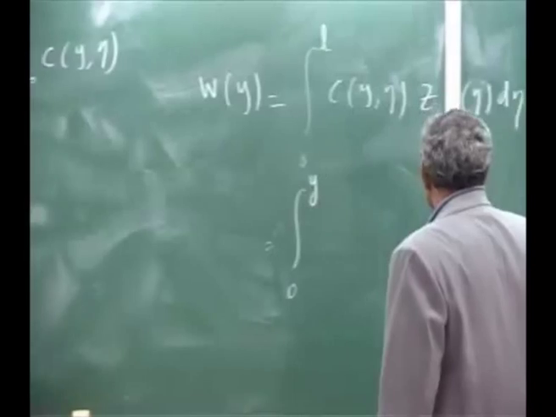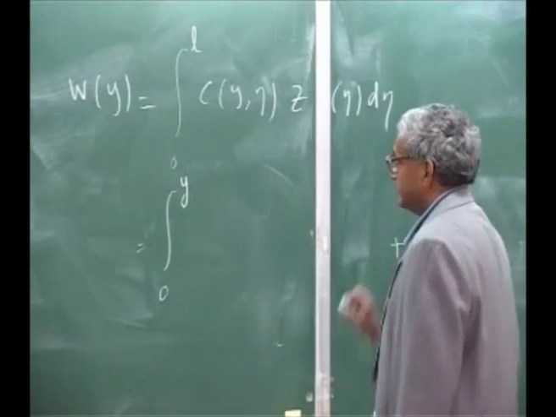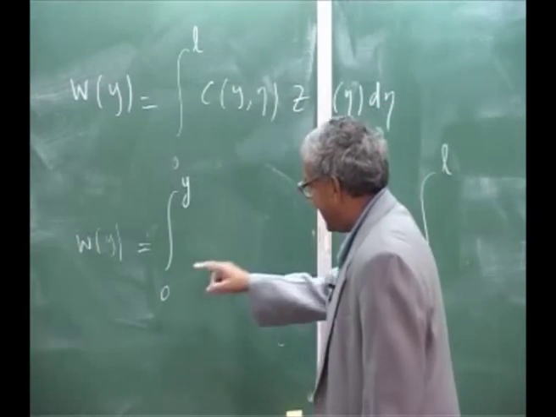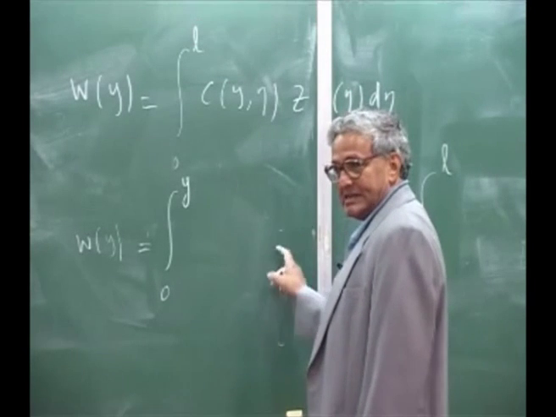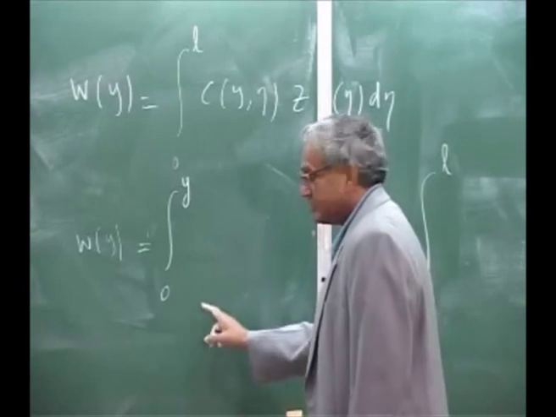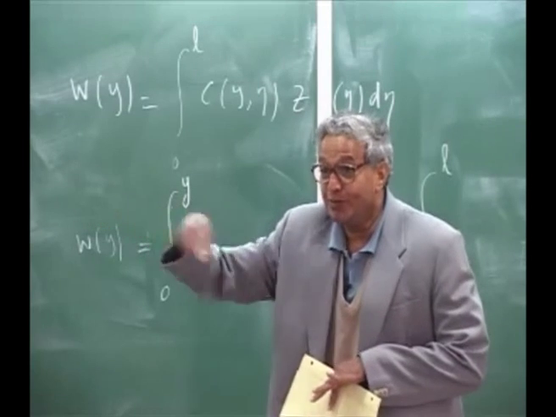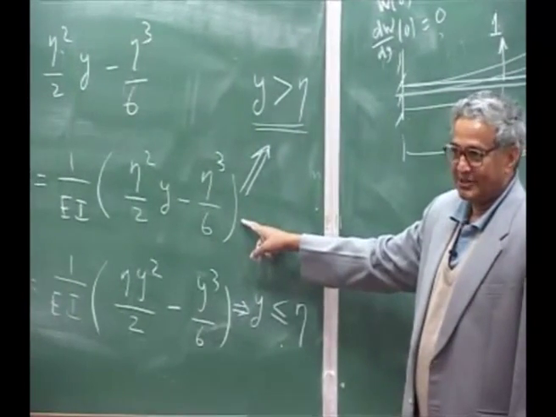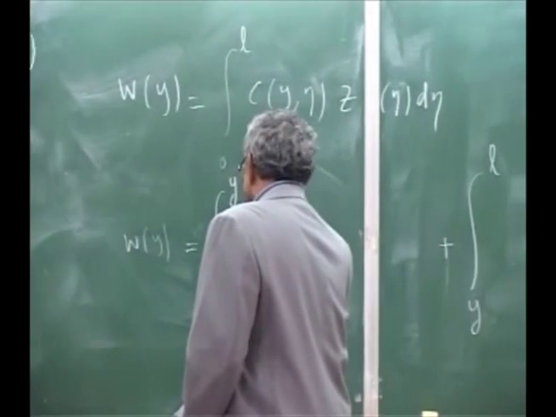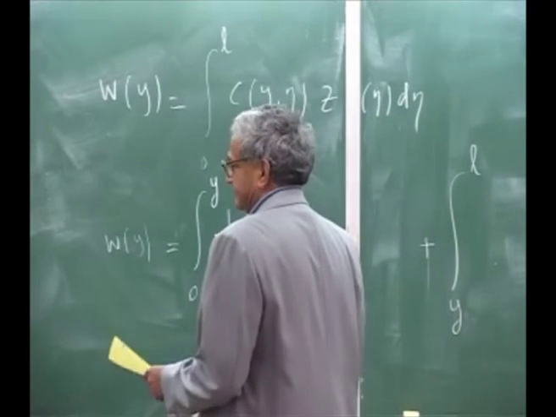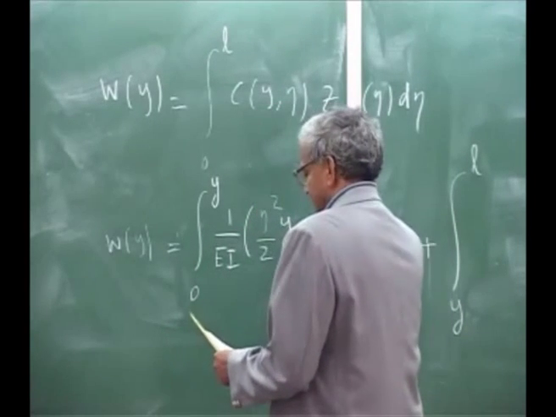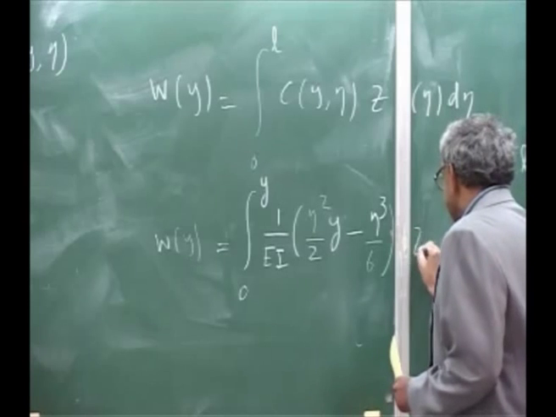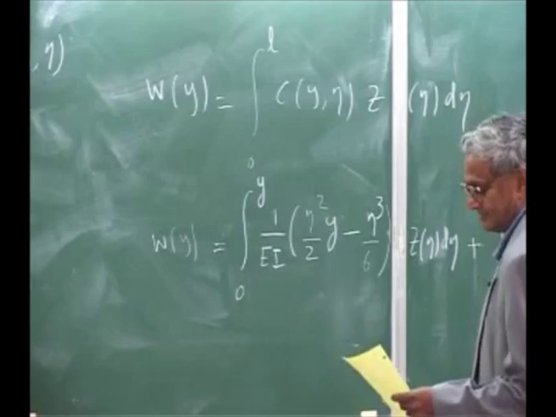What you are doing is splitting the integral into two parts. Please understand, this is w(y). I am splitting the loading. That means 0 to y. Here I will have the loading z(eta) d eta. Eta I am going from 0 to y, but my y is outboard of eta. So y is outboard. So I will be putting 1 over EI, eta square over 2 y minus eta cube over 6, z(eta) d eta.